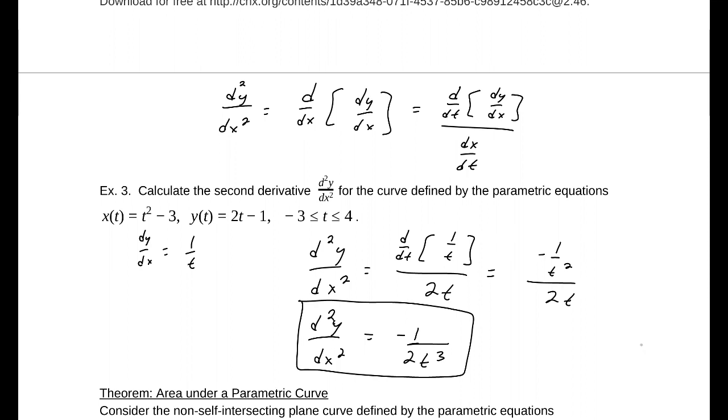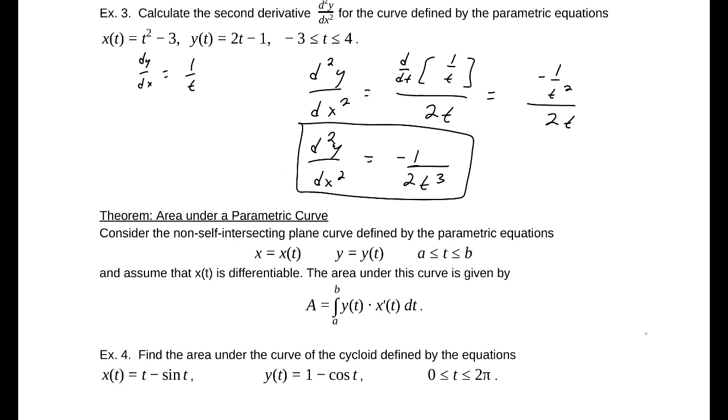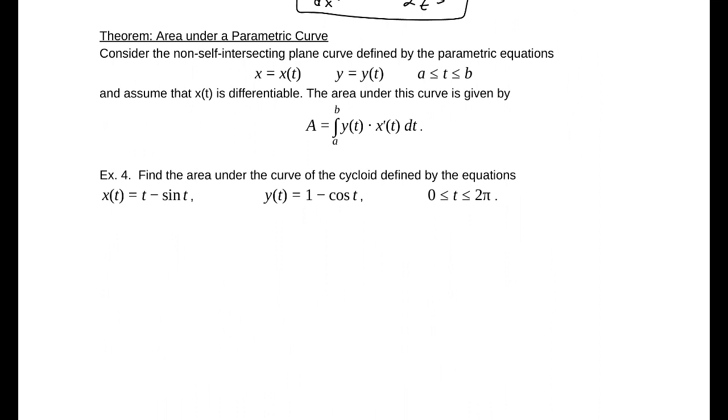All right, the next application we're going to tackle is area under a parametric curve. This formula is very similar to the area under a curve. In general, we have y of t times x prime of t dt. That is our formula if we have those two. So let's go ahead and find the area under the curve of the cycloid defined by these equations. So our area is going to be equal to the integral from 0 to 2 pi of y, that's 1 minus cosine t, times x prime, which is 1 minus cosine t dt.